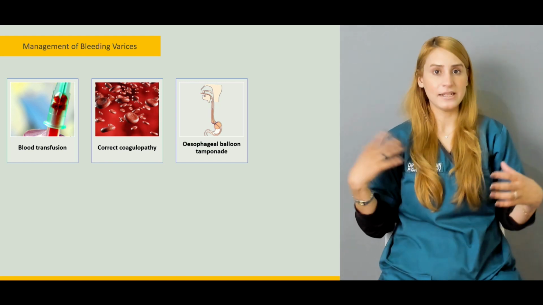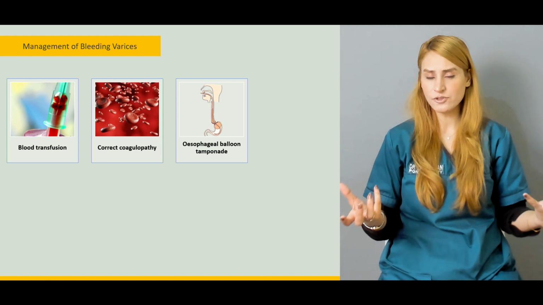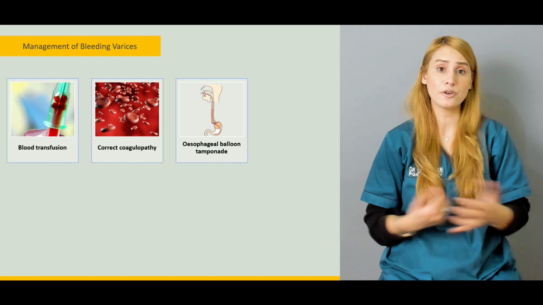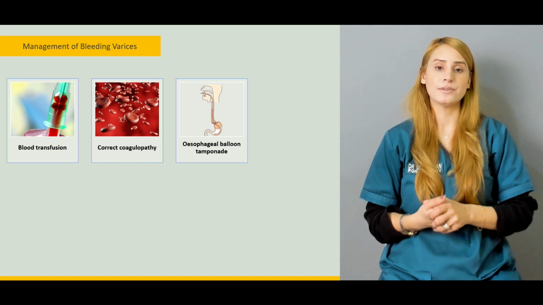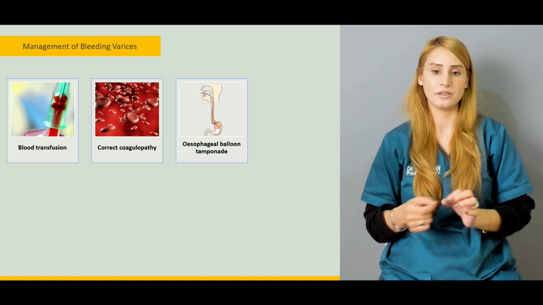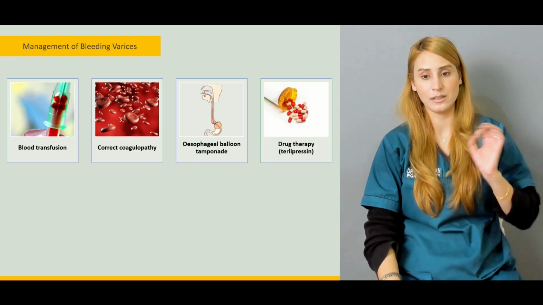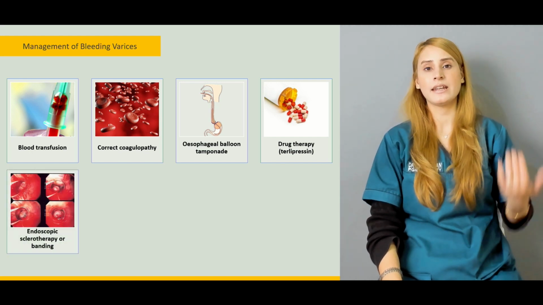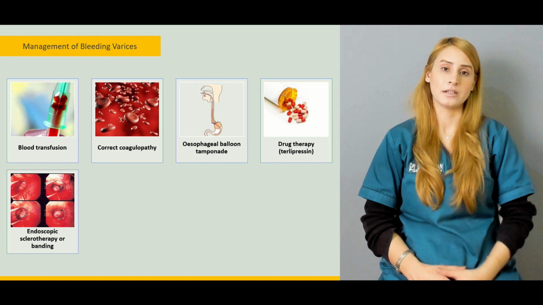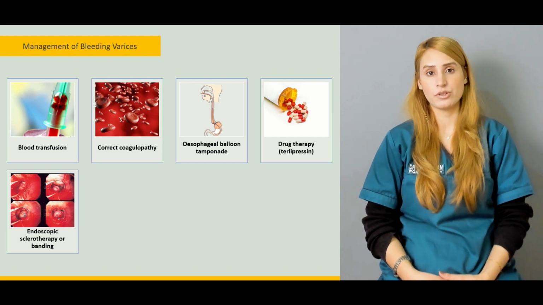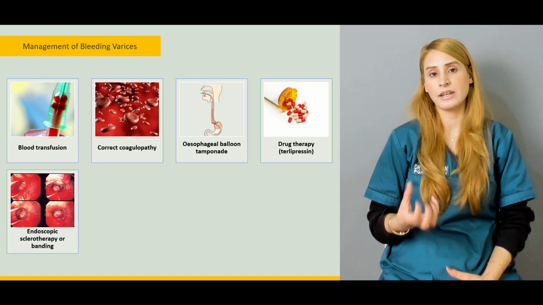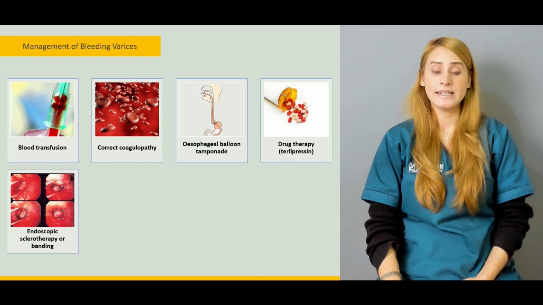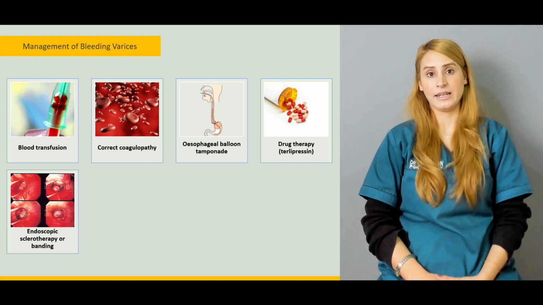Then there is a treatment which is not conservative, but is usually done by the endoscopist or the gastroenterologist. That is the esophageal balloon tamponade, which is usually done with the help of endoscopy. If you talk about drug therapy, then you can also use terlipressin. It's an important drug in controlling the bleeding and also minimizing the pressure effects. Then endoscopic sclerotherapy or banding.